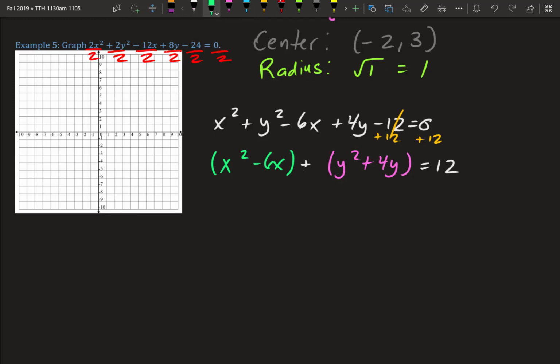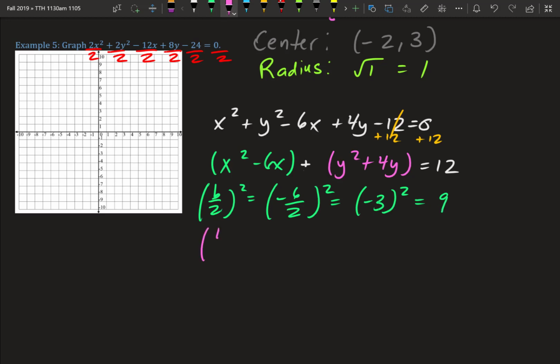And then we're going to do the same exact thing. We're going to do b over 2 squared. So negative 6 over 2 squared. That's negative 3 squared, which is positive 9. Same thing, b over 2 squared. So 4 over 2 squared. So 2 squared equals 4. And we're going to add that to the appropriate places.